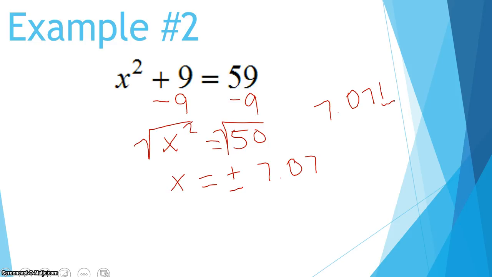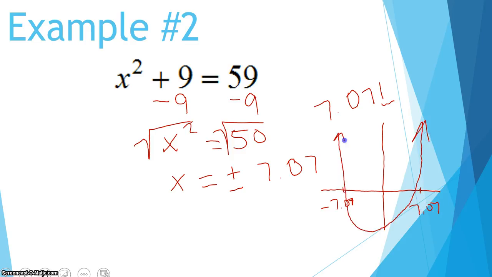Now remember, we're talking about a parabola here. So what that means is we've got a parabola that crosses the x-axis at negative 7.07 and at positive 7.07. So if I graphed it, it would look something like that, crossing the x-axis at a negative 7.07 and a positive 7.07.